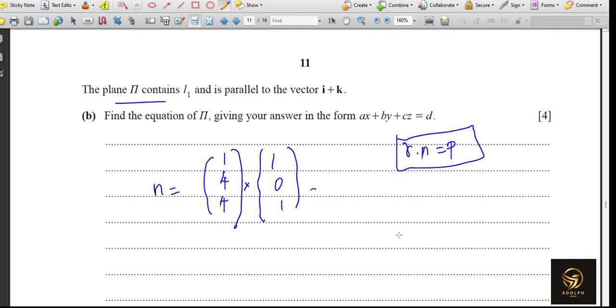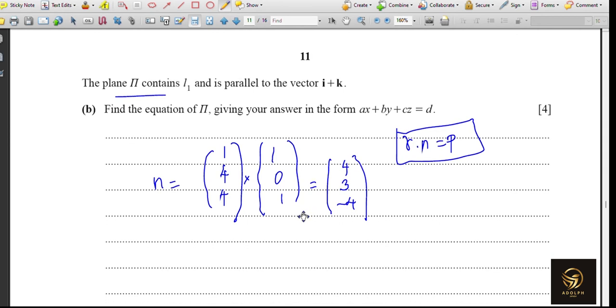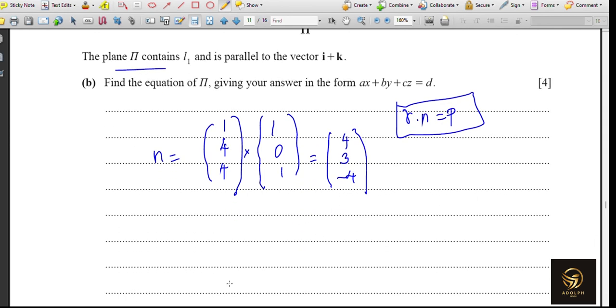If I do this, I will be getting 4 for i, and for j I will be getting negative 3, but for j I have to change the sign, so it's positive 3, and for k I'm getting 0 minus 4, negative 4. So the normal vector is 4, 3, negative 4. To find p, what I have to do is take the point of L1. What is the point of L1? It is 3, 0, 3.